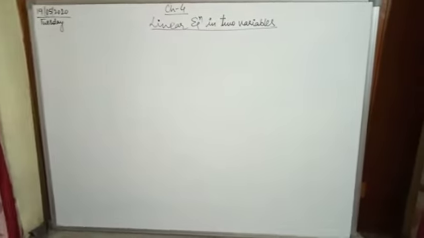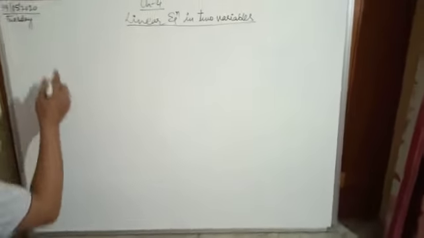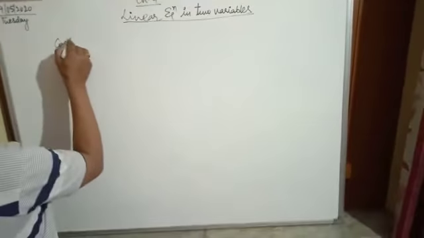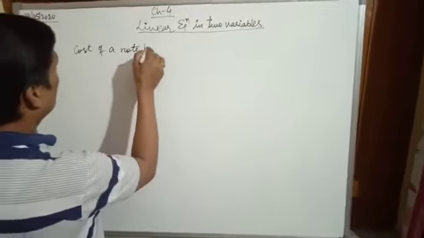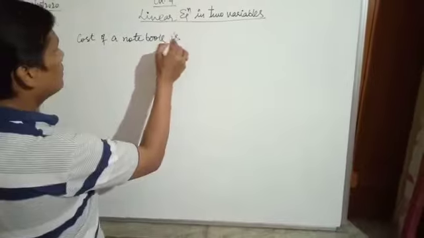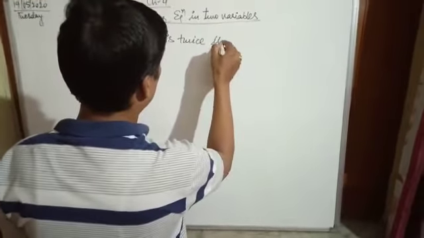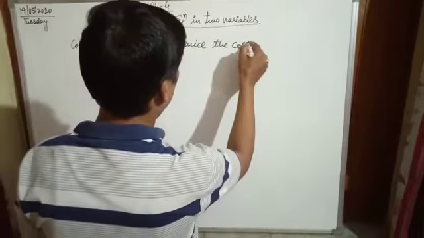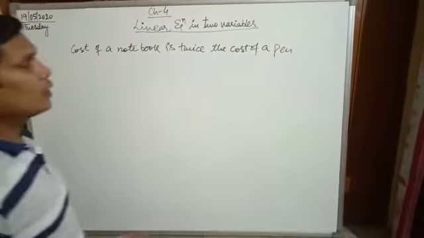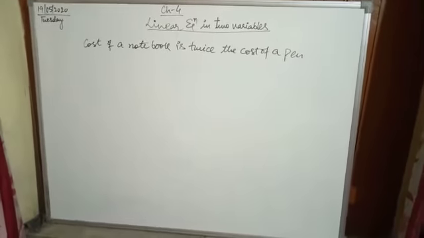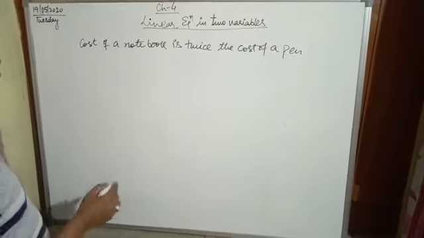The question is this: the cost of a notebook is 2 times the cost of a pen. Cost of a notebook is twice the cost of a pen. And we have to write a linear equation for this statement. Cost of a notebook is twice the cost of a pen.